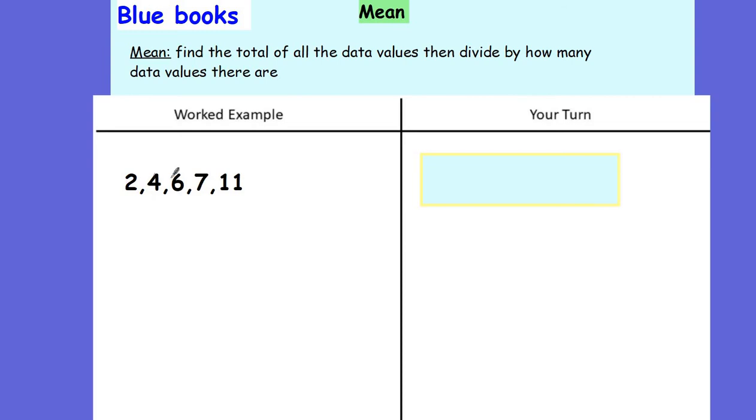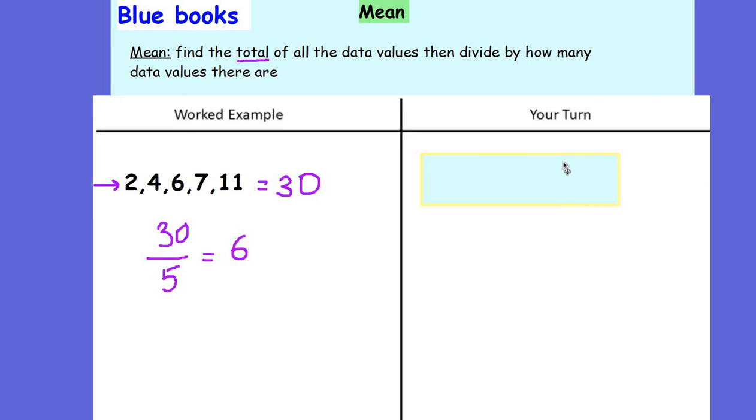Now I've got 2, 4, 6, 7 and 11. So to find the mean, I'm going to start by adding these numbers together. 2 plus 4 gives me 6. 6 plus 6 gives me 12, 12 plus 7 gives me 19, and 19 plus 11 is going to give me 30. So that was my step 1. I added up the total of all my values. Now I need to divide by the number of values I have. 30 divided by 5, well 5 times 6 gives me 30, so 30 divided by 5 is 6.